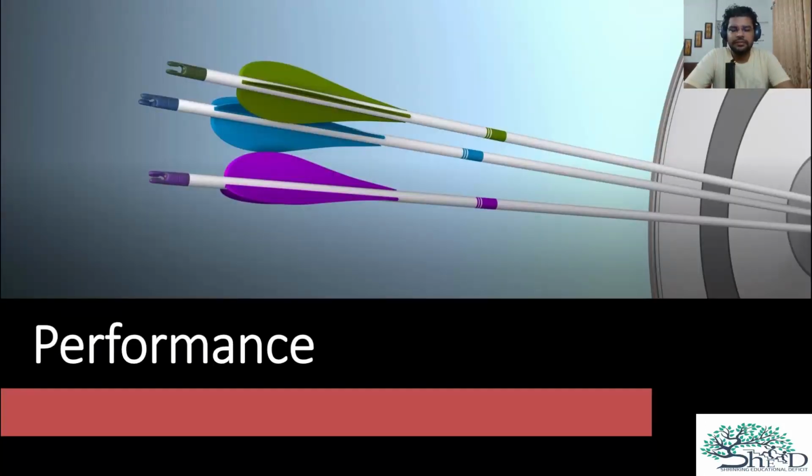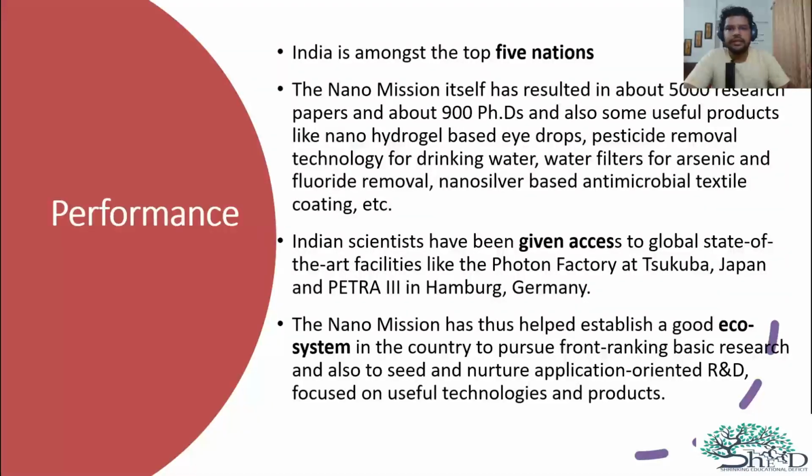So what has been the performance? India is among the top 5 nations in terms of nanotechnology and its research. The Nano Mission itself has resulted in about 5,000 research papers, 9,000 PhDs, and useful products also, like hydrogel based eye drops, pesticide removal technology for drinking water, water filters for arsenic and fluoride removal, nano silver based antimicrobial textile coating, and so on. This is an important point which you can note down.